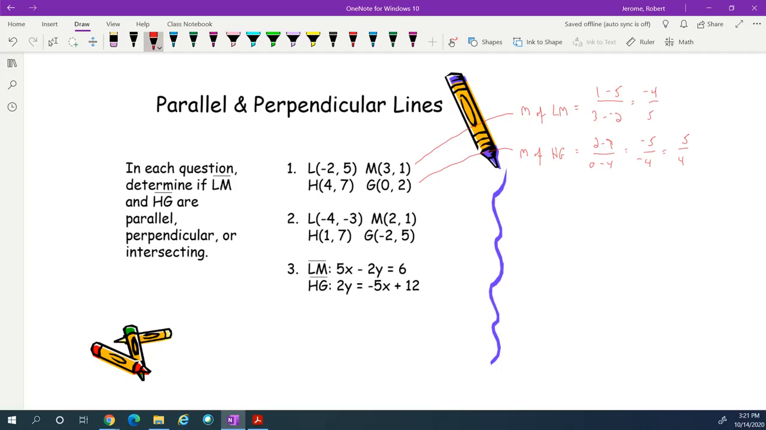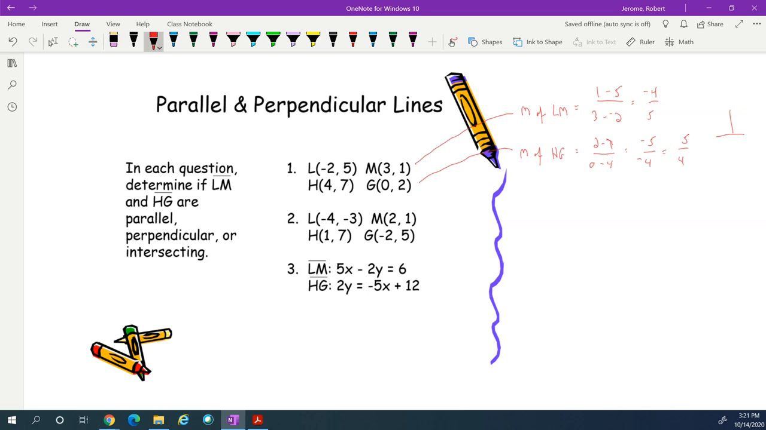Now observe, they're not the same, so they're not parallel. These are definitely intersecting lines. Now the question is, are they perpendicular? Well, is one slope the opposite reciprocal of the other? So take one, flip it, and change the sign. Do you get the other? Or multiply them together, and do we have a product of -1? The answer here is yes. These are perpendicular.